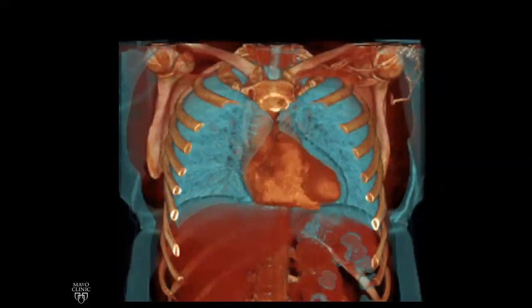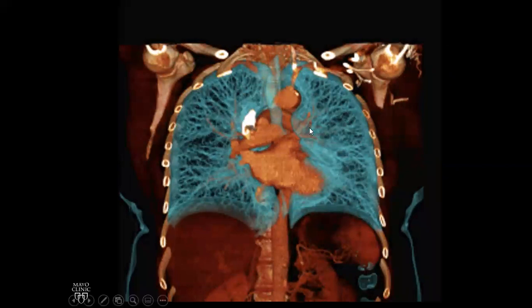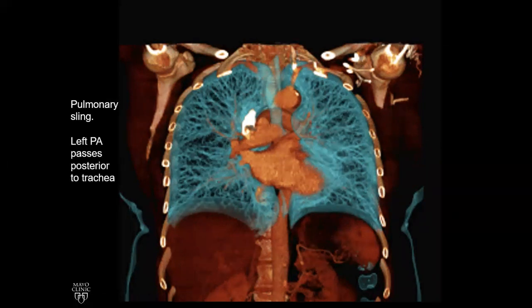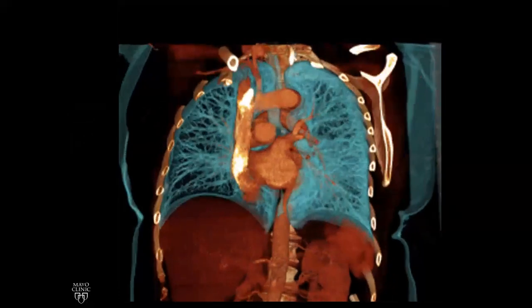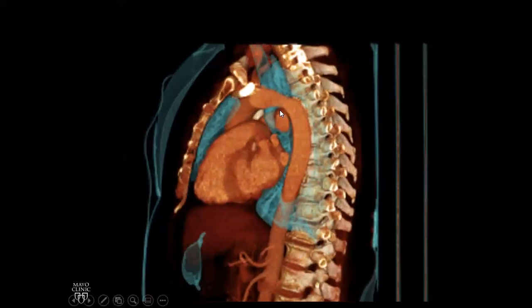We go to the CT scan to see what's going on. We can see that the left pulmonary artery, instead of going over the left bronchus as normal, is passing behind the trachea. And this is a condition called a pulmonary sling, where the left pulmonary artery passes posterior to the trachea. We rotate around to the lateral. We can see what's going on, that the pulmonary artery was causing this circular opacity and causing this displacement of the trachea.